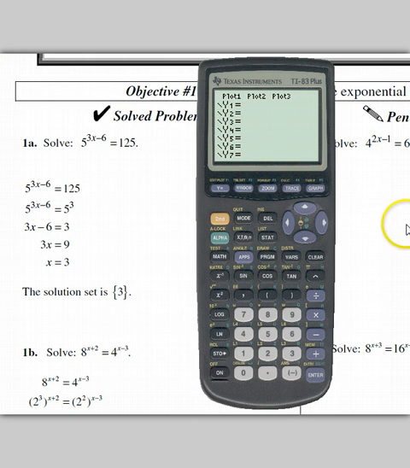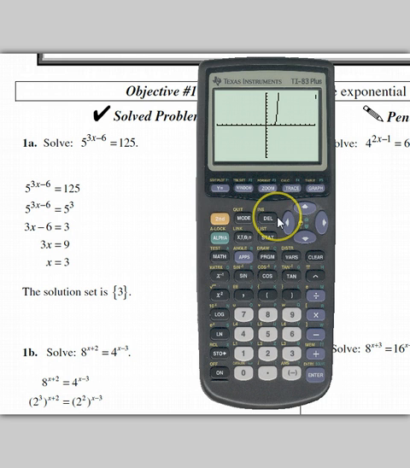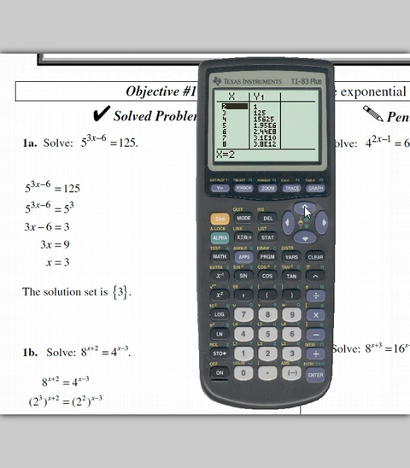Another way of solving your exponential functions is I would simply go ahead and graph the function 5 to the power, parentheses, 3x minus 6, and graph it. And I would look at the table, and I am looking at the value of x where y is equal to 125. So I'm looking at x is equal to 3. When x is equal to 3, the value of y becomes 125. So the solution here is 3.